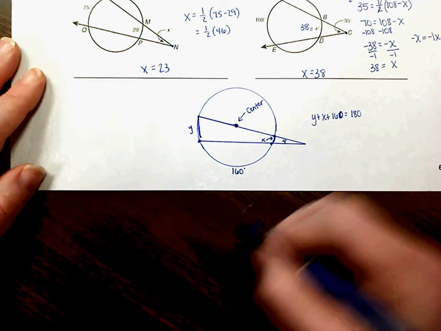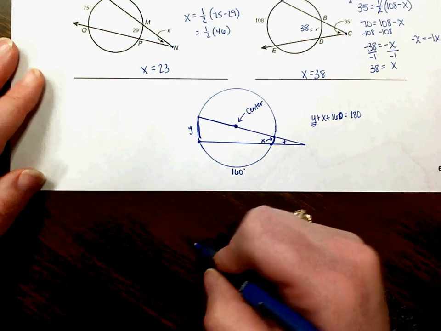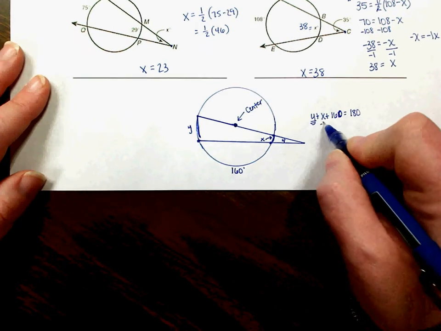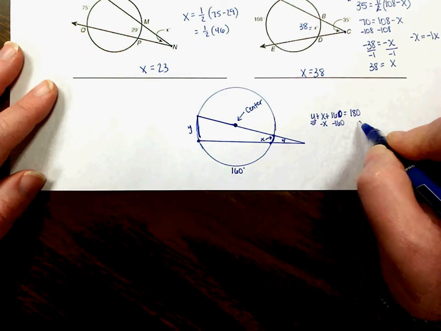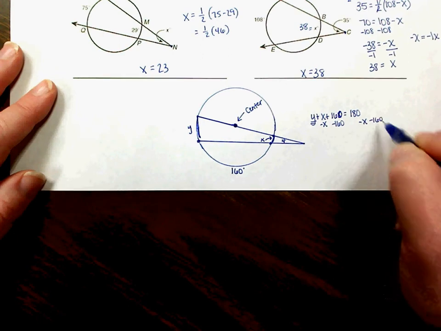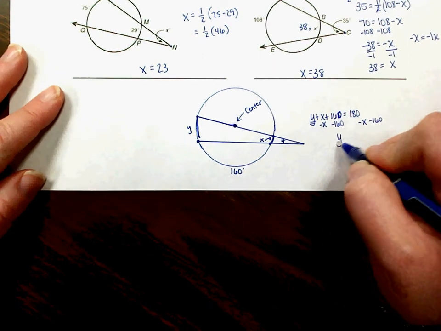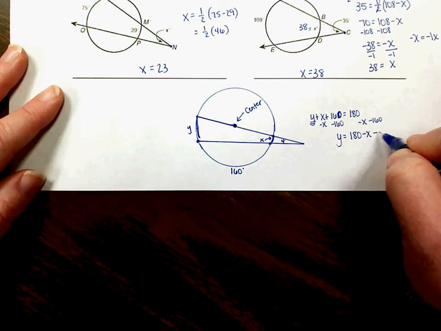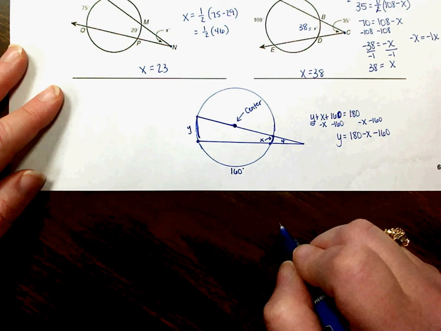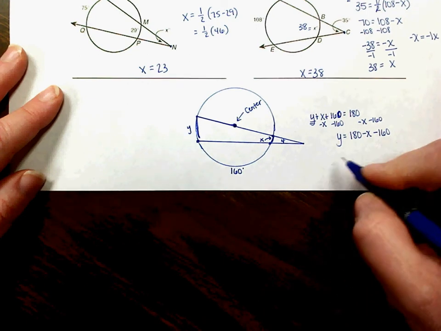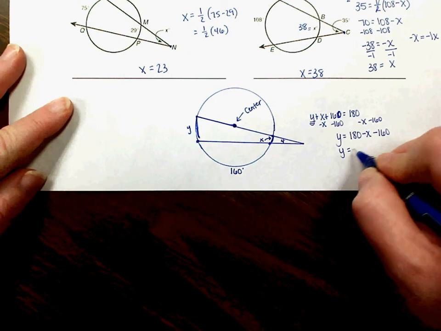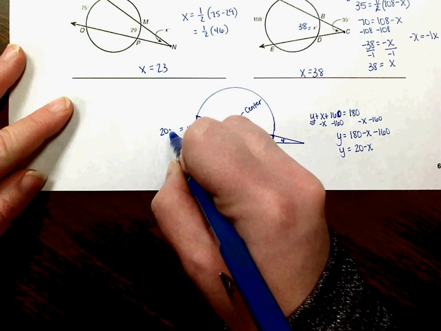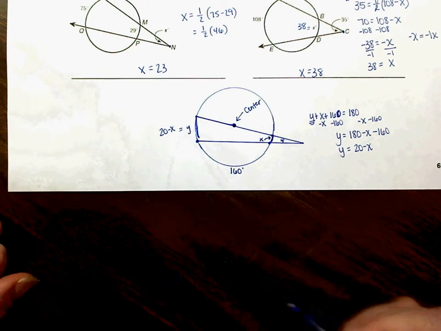So I've got to have some representation of y without another variable. If we did that, we would subtract the x and the 160 from both sides to get y by itself. So we would have y is equal to 180 minus x minus 160. Or you could combine your like terms: 180 minus 160 is 20, so 20 minus x. So that's what I'm going to use for this outside arc because I don't want to introduce another variable.